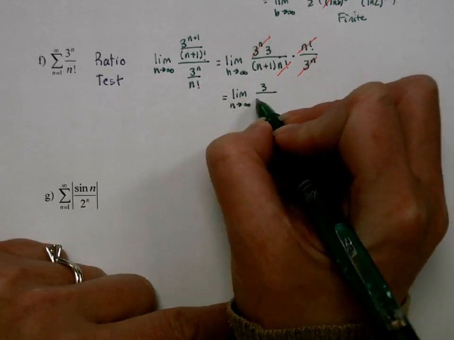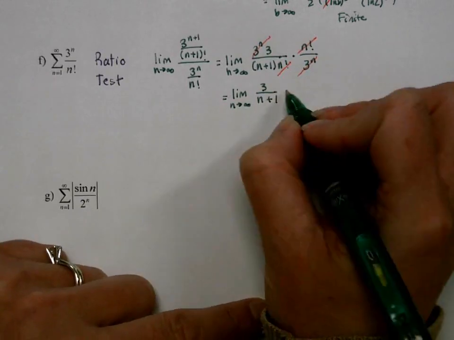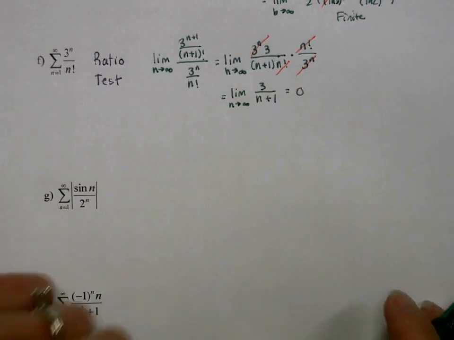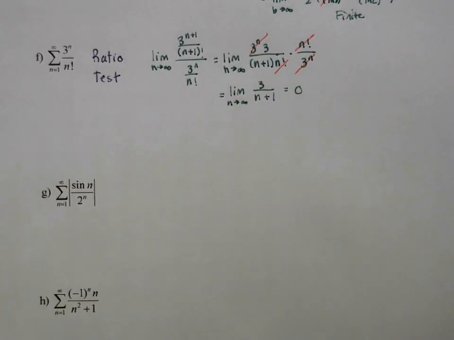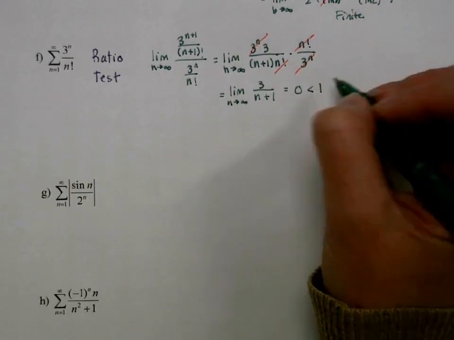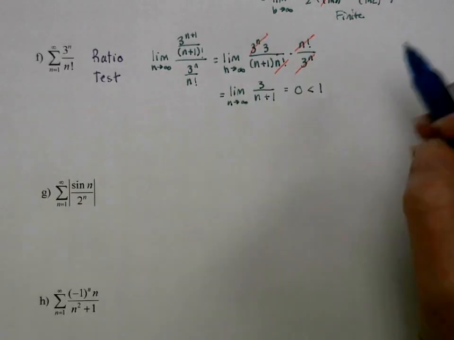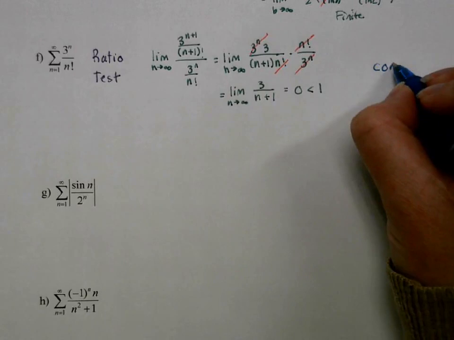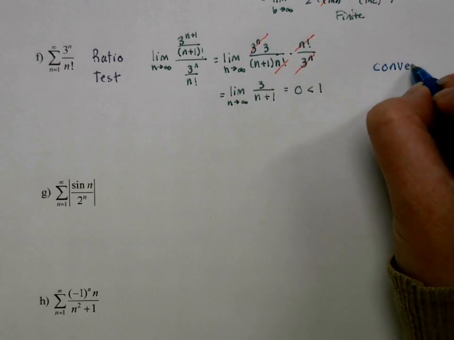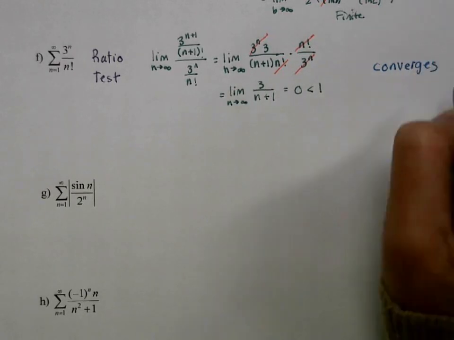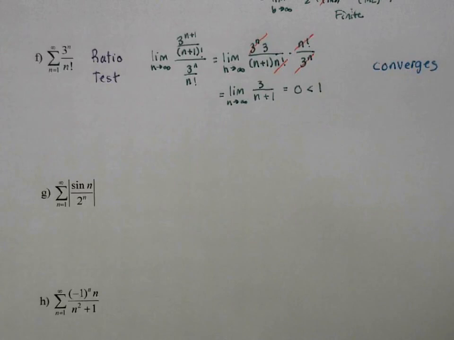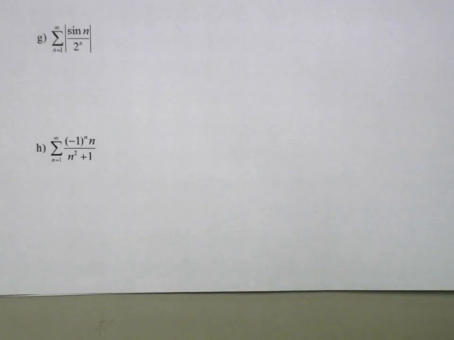Okay, and we get 0 for the ratio test, we're comparing to 1. It is less than 1, so this series converges. Okay, this next one is sort of like a series, I know, but limit comparison might be a little bit tricky with that sine. So we're actually going to use the direct comparison in this case.